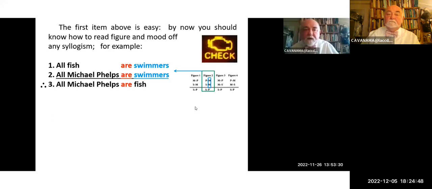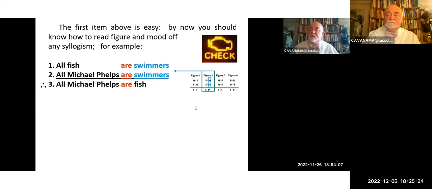All fish are swimmers, all Michael Phelps are swimmers, and therefore all Michael Phelps are fish. Well, first of all, we can see what the figure is there, right? Figure has to do with how the middle terms line up. What are the middle terms? The terms that occur once in each of the premises, but not in the conclusion. So we can see the subject term of the conclusion is Michael Phelps. The predicate term is fish. The predicate term is the major term, so it occurs also in the major premise. Michael Phelps, the subject term of the conclusion, is also the minor term, so it occurs in the minor premise. And then we have swimmers. Swimmers occurs in both of those.